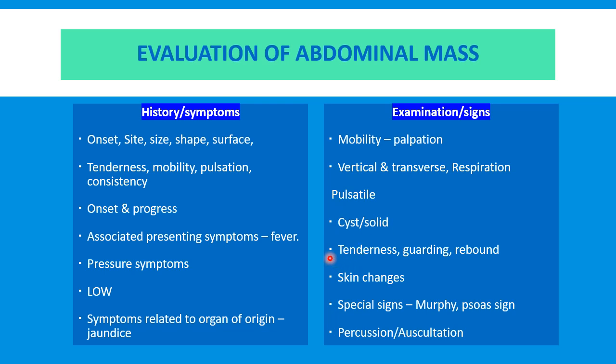Tenderness, guarding, and rebound tenderness are very important, especially if it is due to inflammation or infection. For example, due to acute appendicitis, a mass that is formed is usually tender with guarding and rebound. So is a mass arising from diverticulitis on the left side of the abdomen.